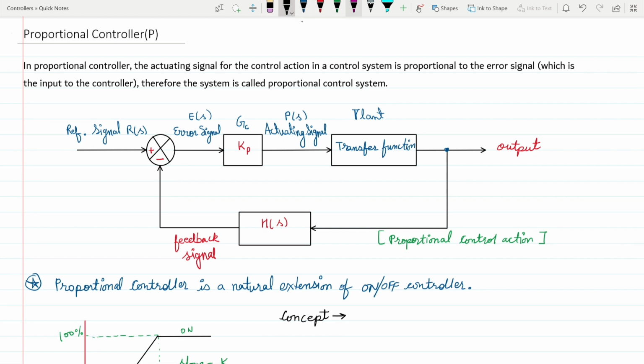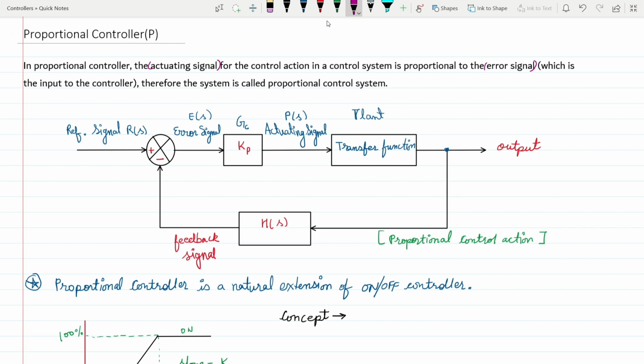First of all, a controller is a device used to improve the performance of a control system, that is, to drive the plant towards the desired output. In the proportional controller, the actuating signal of the control action in a control system is proportional to the error signal. So when the actuating signal is proportional to the error signal, we call it a proportional controller. Therefore the system is called a proportional control system.